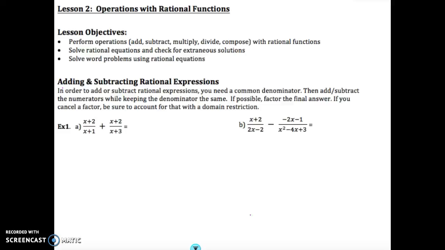Okay, welcome to Pre-Calculus, Lesson 2, Operations with Rational Functions. Now, for most of you, this class is going to be really a review from previous math classes. We're going to take a look at the various different operations. We're going to look at how to solve rational equations and check for extraneous solutions, and we'll look at solving word problems. In addition to that, we're going to look at some function compositions and impact on domain.